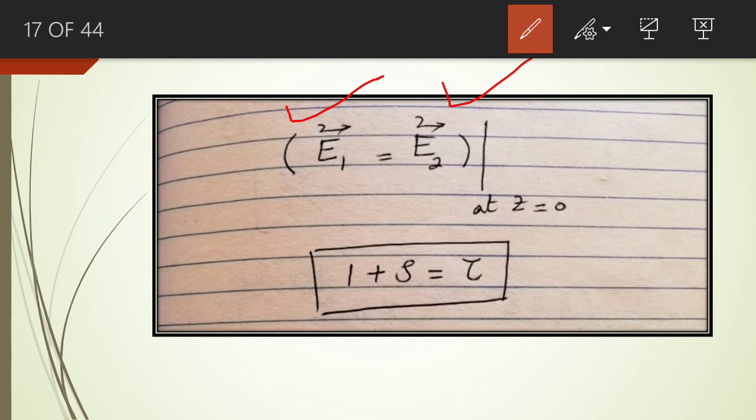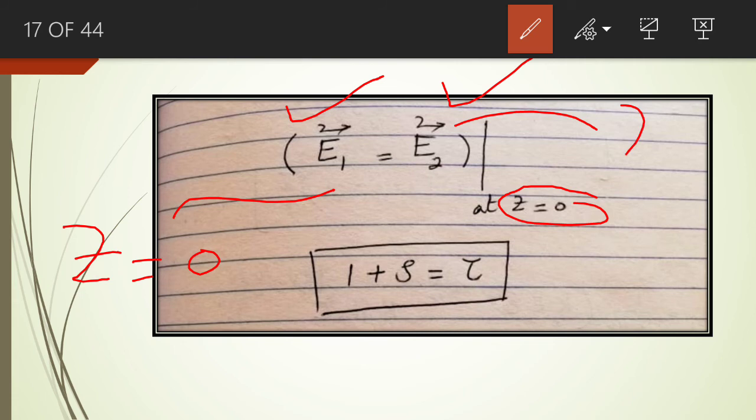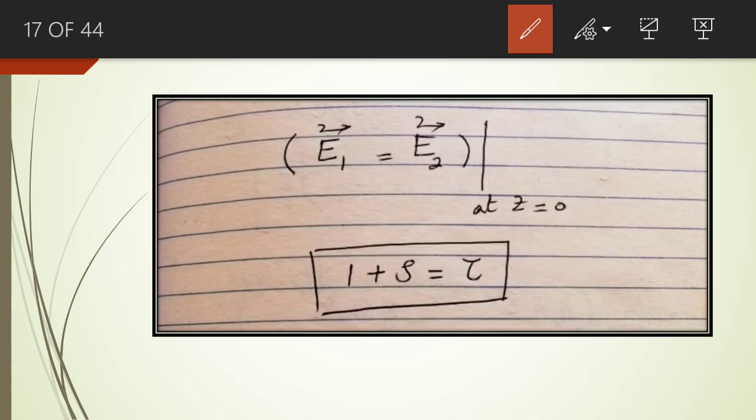So E1 will be equal to E2, and we know that E1 is in terms of Z, E2 is in terms of Z as well, and this equation will be valid at Z is equal to 0. So what you guys can do, put Z is equal to 0 in E1, and then put Z is equal to 0 in E2 and simplify this equation. The simplification of this equation will give you 1 plus rho, which is equal to tau.